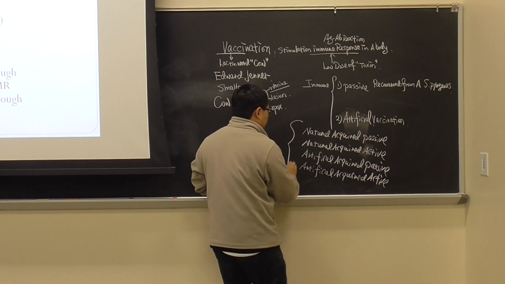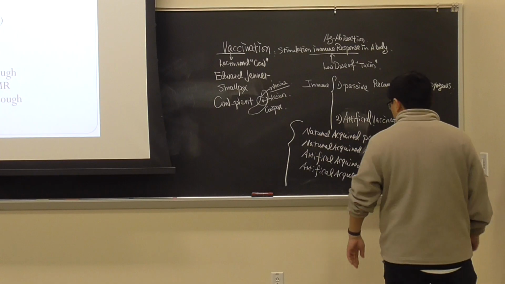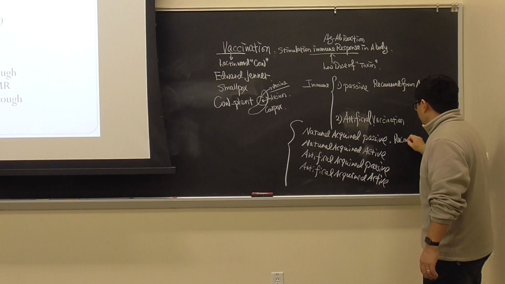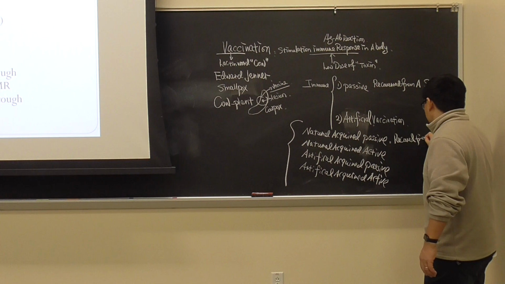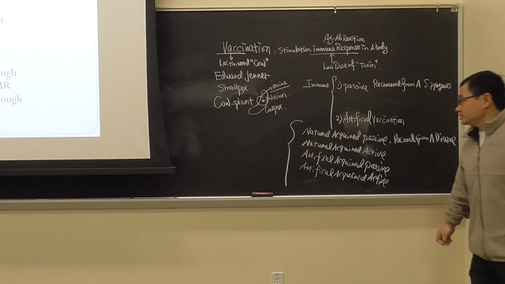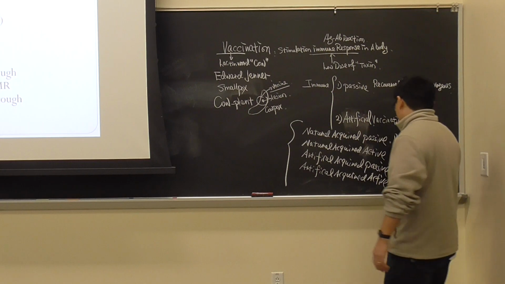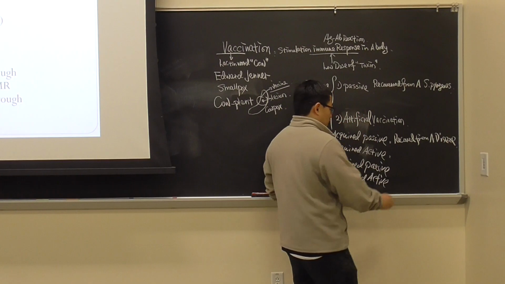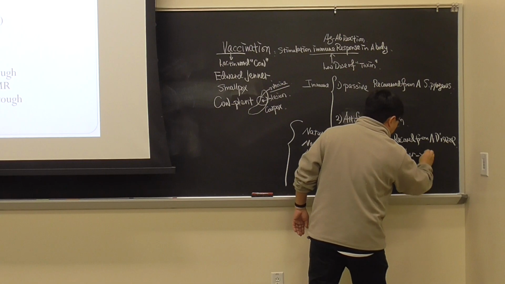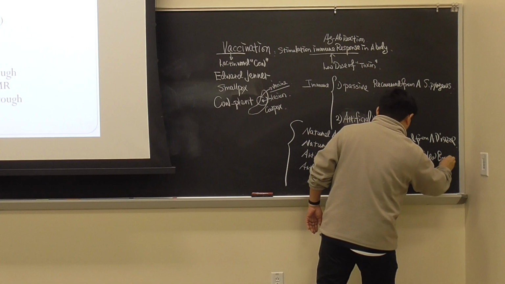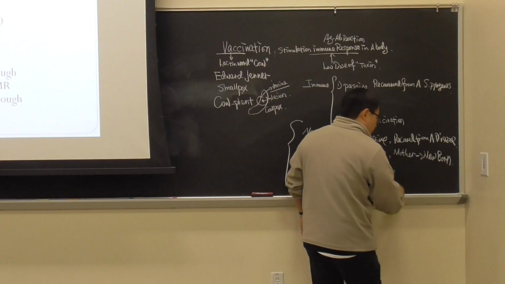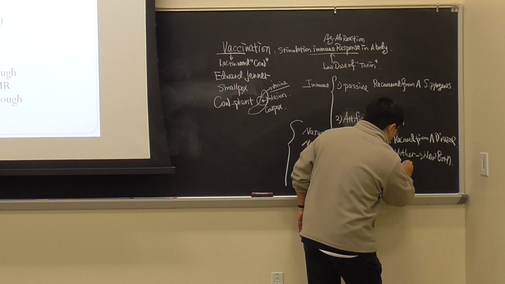So this can dig a hole and talk about an hour. Just give you some examples. Natural acquired passive immune, what is that? Recovered from a disease. What is natural acquired active immune? Mother to newborn. What is artificial acquired passive immune? This is some antitoxin.